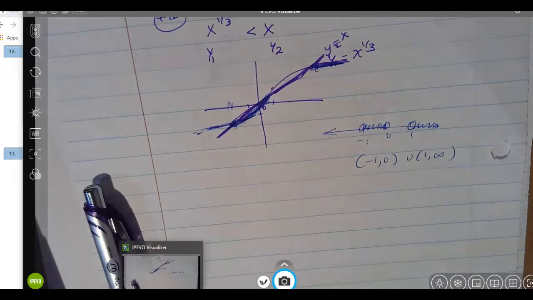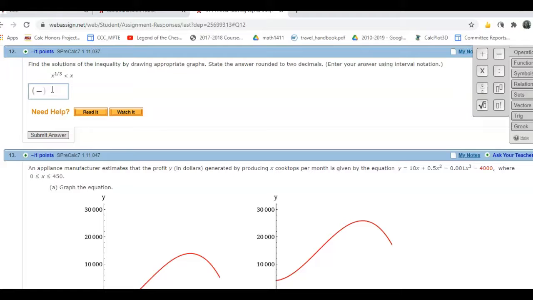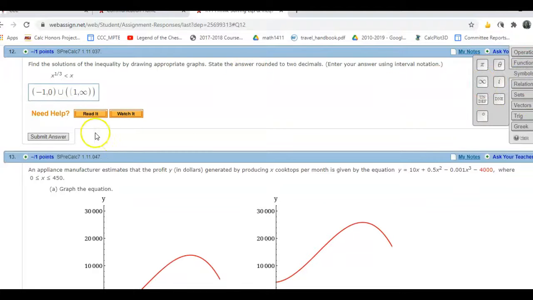So let's enter that answer into WebAssign. Okay, so we have parentheses, not brackets, -1, comma 0, and then union. So I'll go to sets and grab the union symbol. Parentheses, 1, comma, and infinity should be somewhere here under symbols. And we'll check that answer.